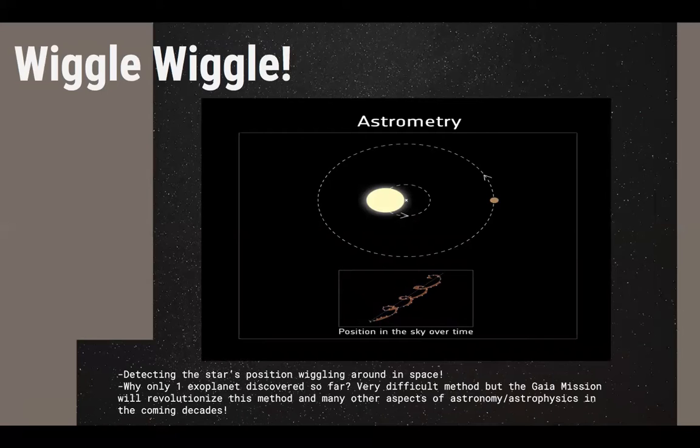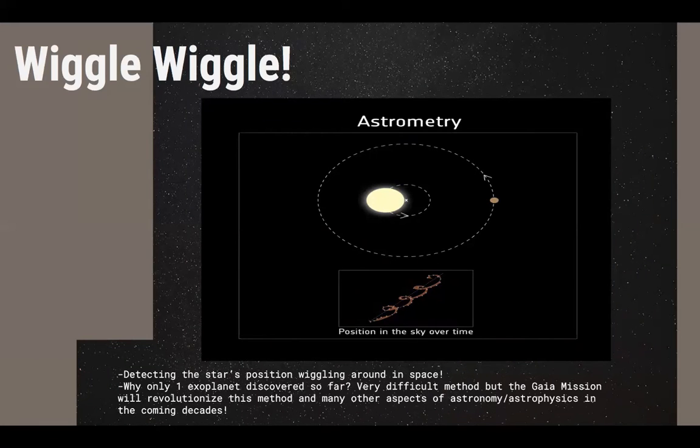The astrometric method for detecting exoplanets involves detecting the star's position wiggling around in space. The line is tracking the star across several decades of time, and the wiggle represents another orbit of the planet happening, or a new orbital cycle.